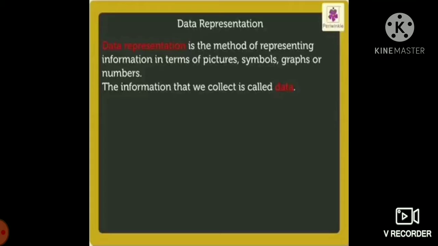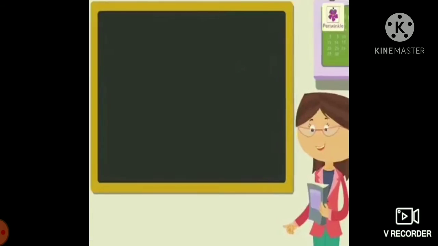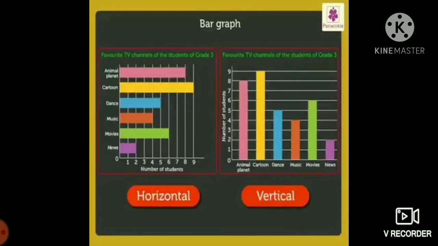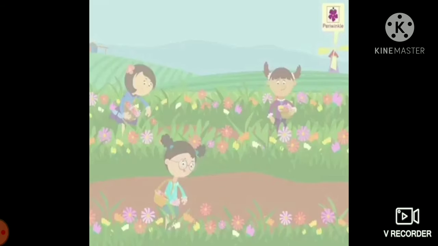By using the data you can draw a tally mark, pictograph and bar graph also. Here you will learn the bar graph. They have given one data. The bar graph you can draw horizontally or vertically.